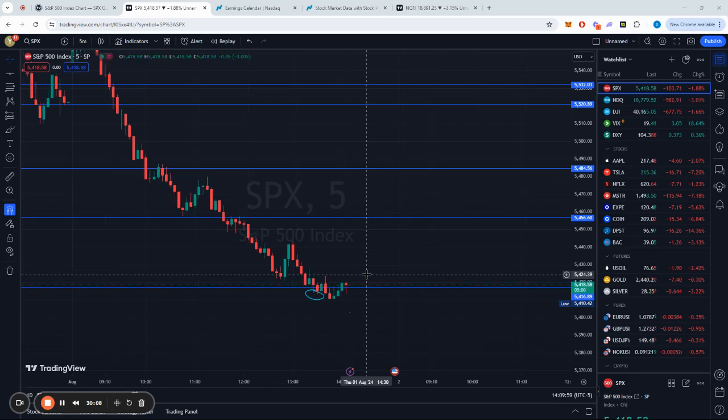Okay, closing at the top of the candle. Very good. We need to see a tick higher. We need to see a tick higher here badly. Need to see a tick higher at 54.21 and just take off to the upside.